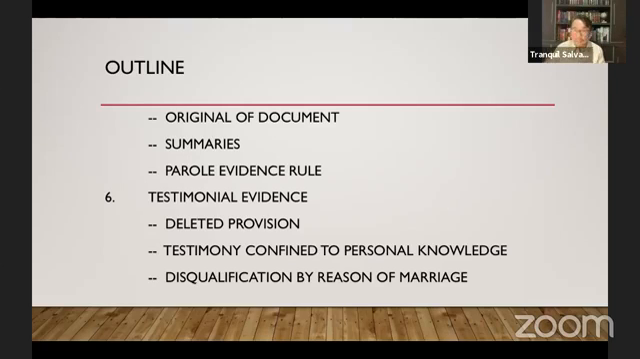Now, punta na tayo. Di ba? Pag pinag-aaralan to sa klase, qualification, dini-discuss natin. Then we have disqualification. You remember? And one of the disqualifications that is very popular among students is the disqualification by reason of marriage.